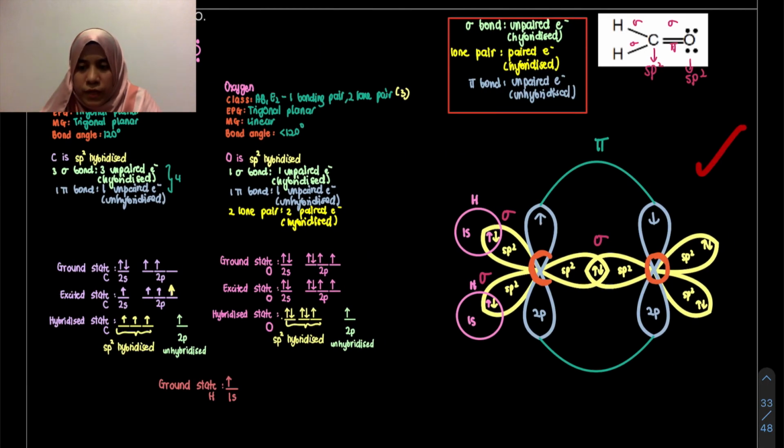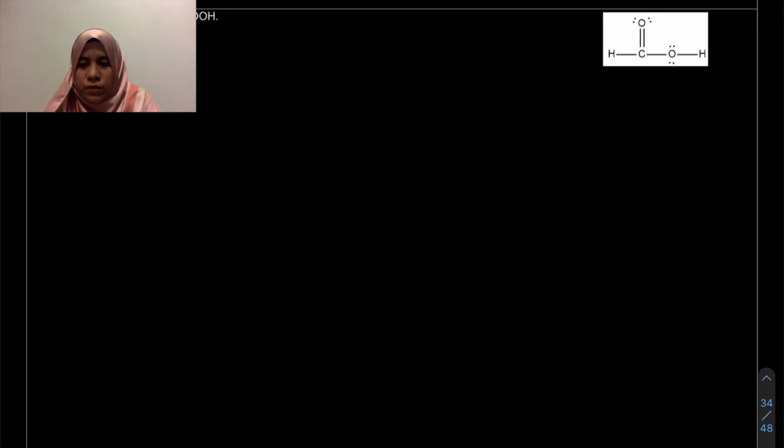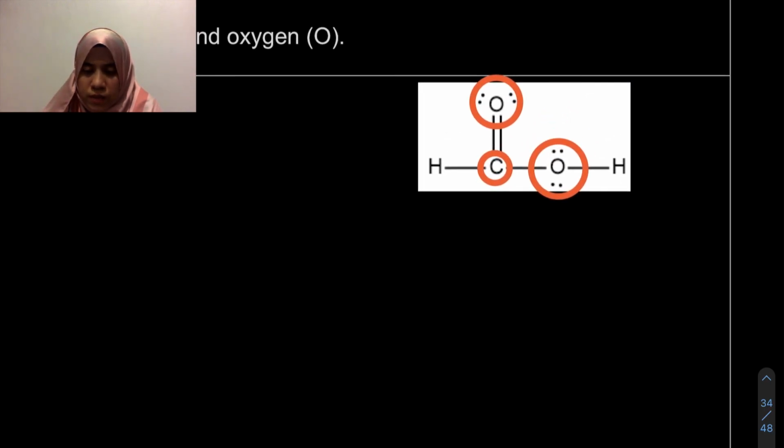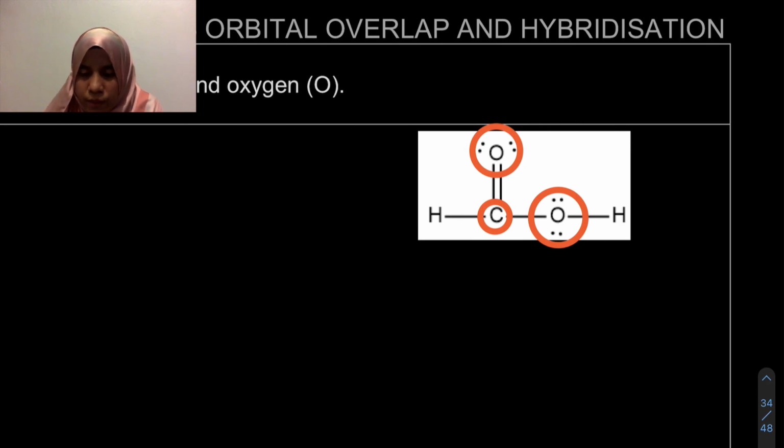Okay, example 4 ni, yang ni kamu cuba buat sendiri. Tapi yang ini, which atom you should hybridize? It will be this carbon, this oxygen. Dengan this oxygen, kamu kena hybridize. Even though, memang kalau hybridize, we have to hybridize carbon dengan oxygen. Tak kisahlah oxygen tu single bond ke, double bond ke, kita akan hybridizekan semua. So, contohnya, Miss bagi trik dekat sini supaya senang kan.